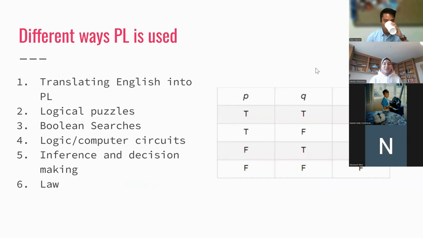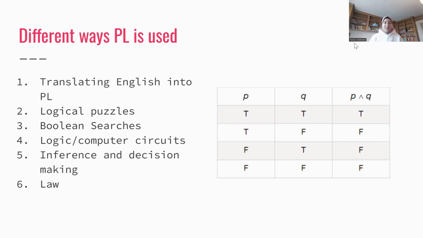All right, now we can get into the different ways PL is actually used. I decided to talk about 6 of them. So I'm going to be talking about translating English into PL, logical puzzles, Boolean searches, logic/computer circuits, and inference and decision making and law. You can hit next.